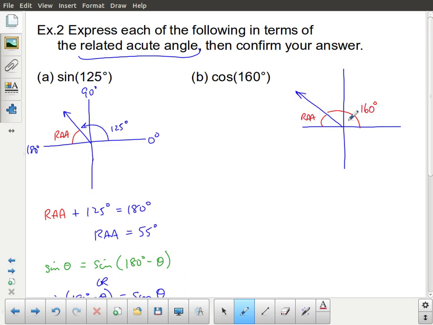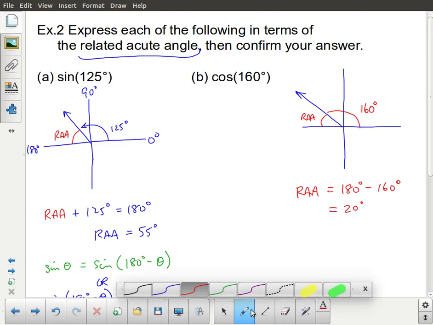Now this one is quite simple. You might just go straight to your answer here and that would be fine. How do we get that? The related acute angle is 180 minus 160, which is equal to 20 degrees. So this is another way. You could write it as a supplementary angle theorem, or you could just write it this way.